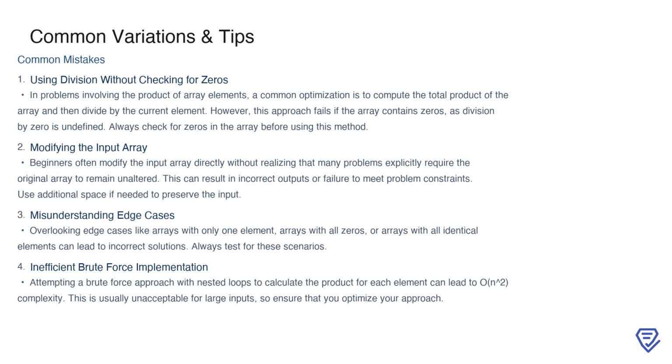When solving problems like product of array except self, there are several common mistakes you should avoid. First, using division without checking for zeros can lead to errors.